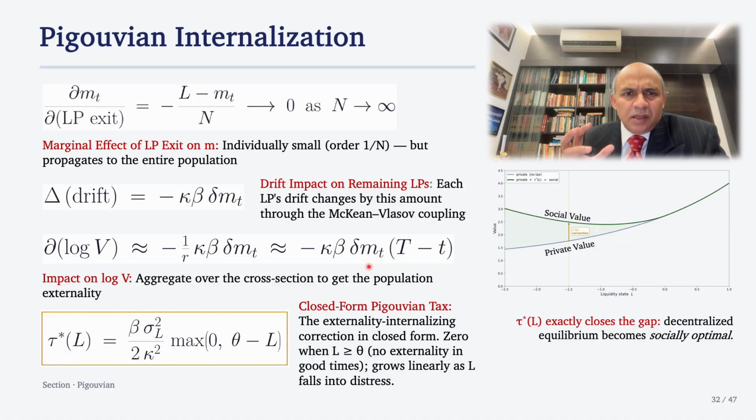So how do we address this externality? We have this closed form solution. The Pigouvian tax equals beta sigma_L squared over 2 kappa squared. And here it's interesting because when L is positive, you've got zero Pigouvian tax. But as L becomes more and more negative, the tax increases to address this externality.